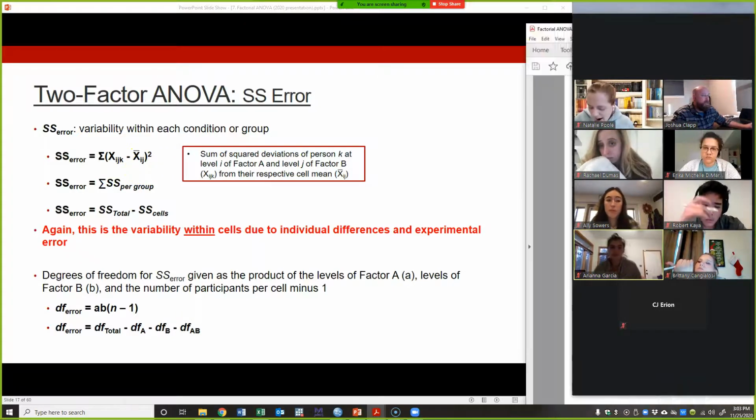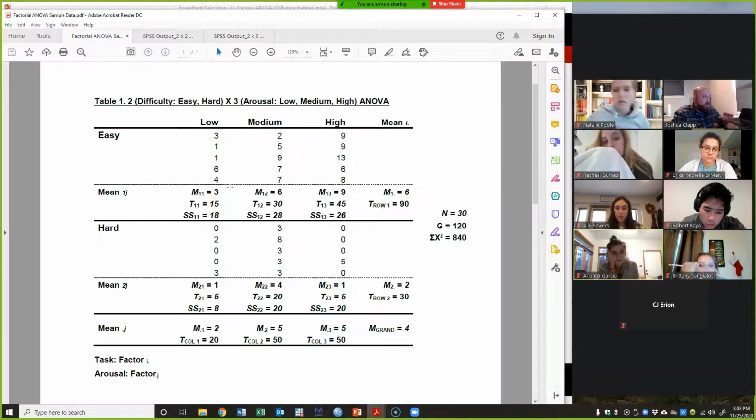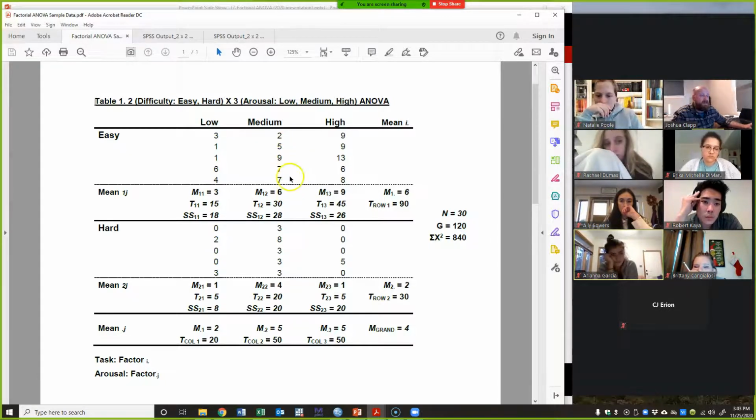If I take a look at my handout, this starts to make sense. I'm taking 3 minus 3 squared, plus 1 minus 3 squared, plus 1 minus 3 squared, plus 6 minus 3 squared, plus 4 minus 3 squared. That gives my sum of squares for that group. Plus 2 minus 6 squared, plus 5 minus 6 squared, plus 9 minus 6 squared, 7 minus 6 squared, 7 minus 6 squared, plus 9 minus 9 squared, 9 minus 9 squared.